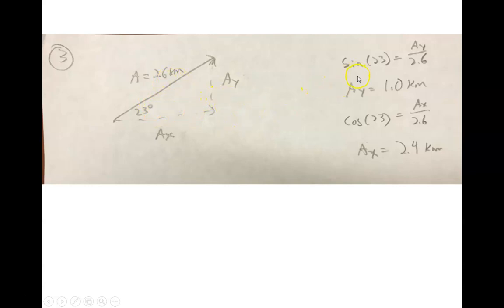So for my y component, the sine of 23 equals opposite over hypotenuse, so Ay equals 1. And then to find our x component, cosine of 23 equals adjacent over hypotenuse, and that equals 2.4. So vector resolution is just sine and cosine, basically. It's no big deal.